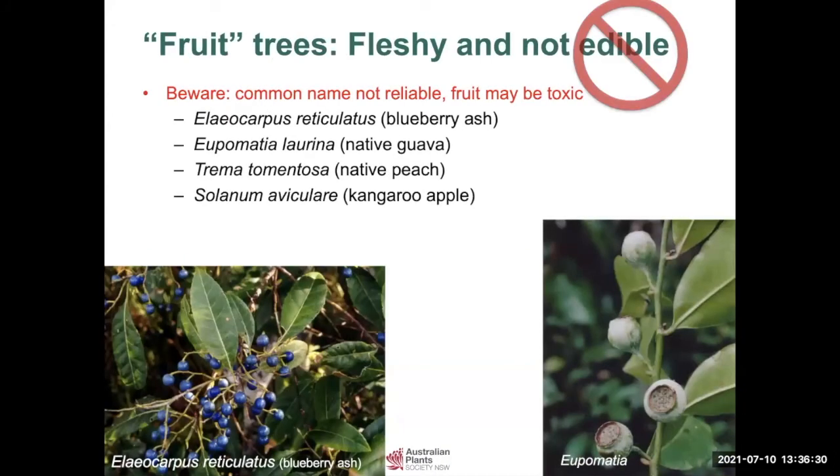When we talk about some of the fleshy fruits, a lot of our plants have common names that are about the fruit, and you might think that they're sort of fruit trees, but really the common name is not a reliable indication of whether the fruit is edible or not, and often the fruit can in fact be toxic. So things like kangaroo apple, definitely do not eat that one. And even our blueberry ash might look like a blueberry, but I don't know anyone who would eat that at all.